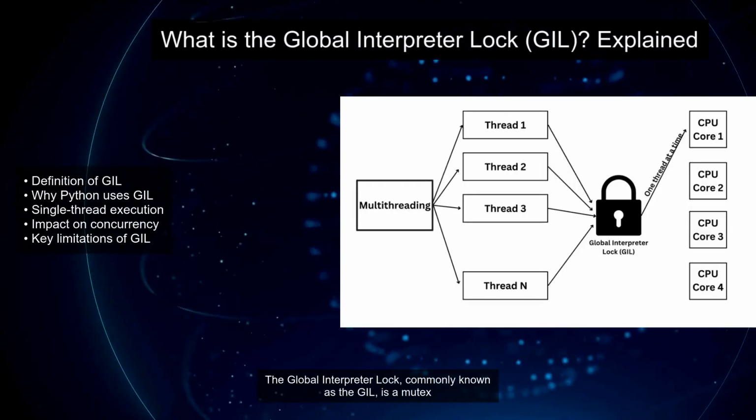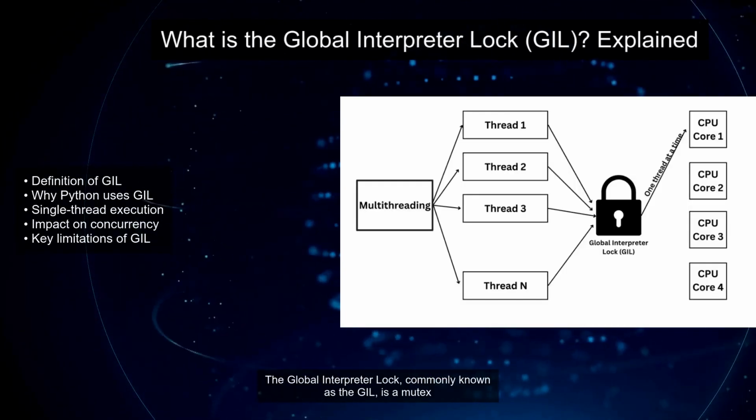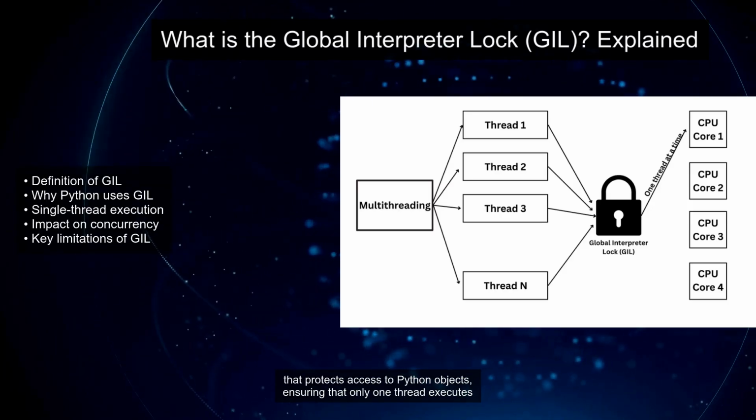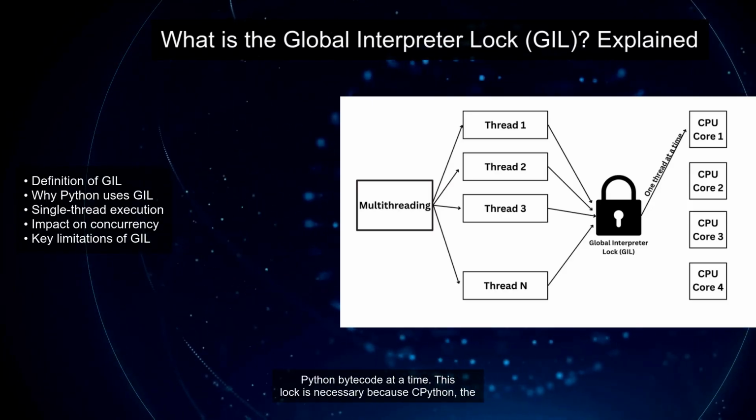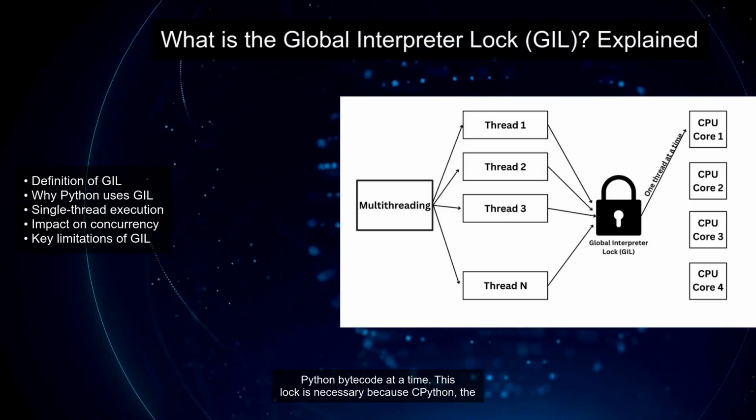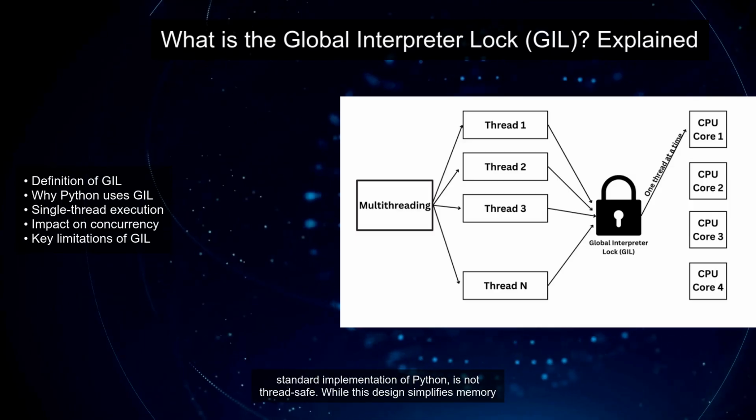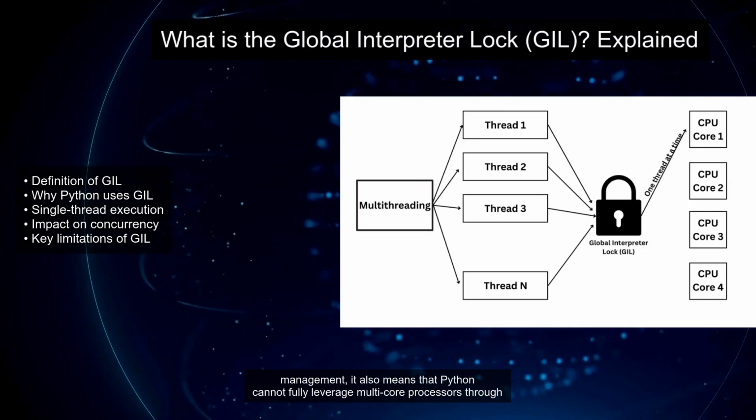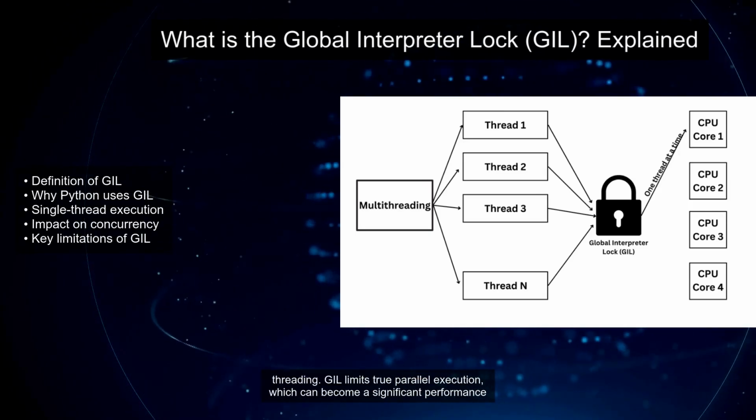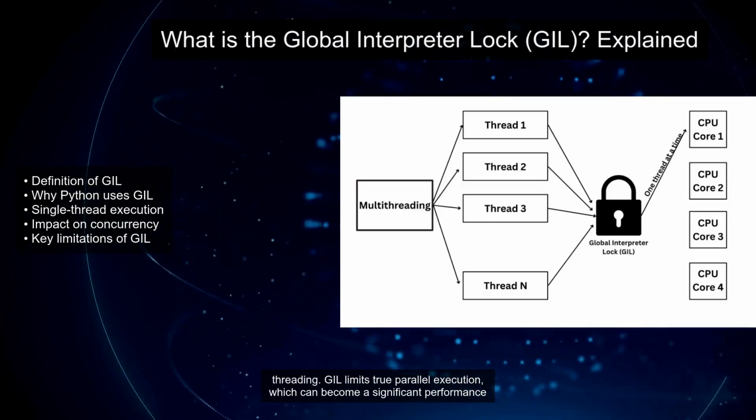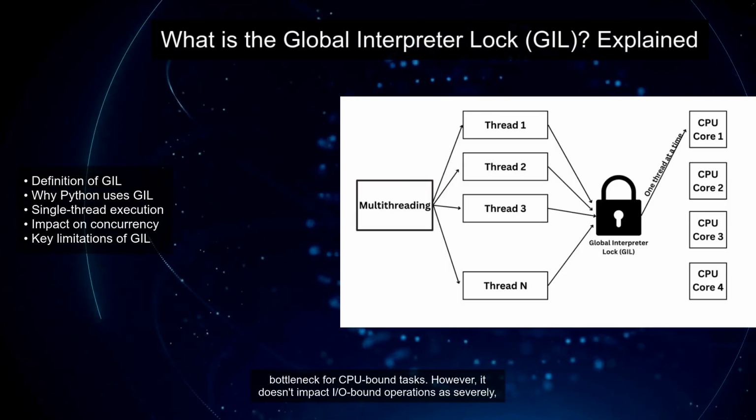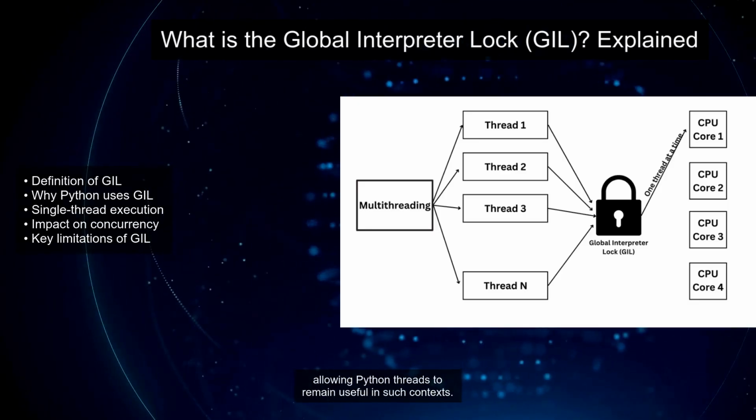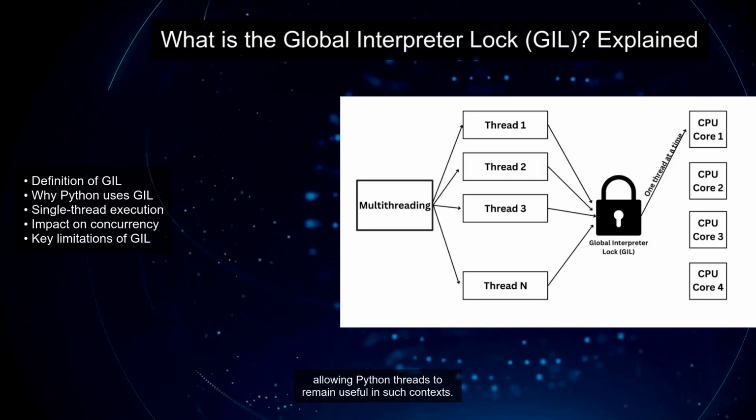The Global Interpreter Lock, commonly known as the GIL, is a mutex that protects access to Python objects, ensuring that only one thread executes Python bytecode at a time. This lock is necessary because CPython, the standard implementation of Python, is not thread-safe. While this design simplifies memory management, it also means that Python cannot fully leverage multi-core processors through threading. The GIL limits true parallel execution, which can become a significant performance bottleneck for CPU-bound tasks. However, it doesn't impact I/O-bound operations as severely, allowing Python threads to remain useful in such contexts.